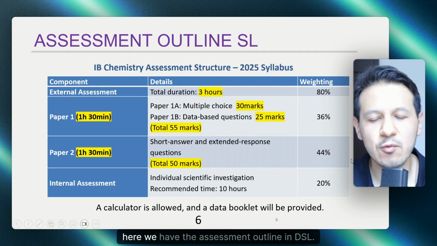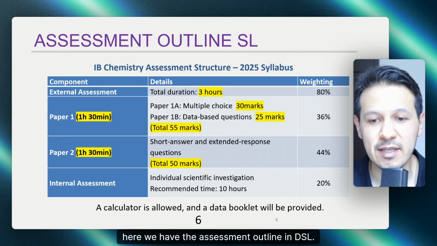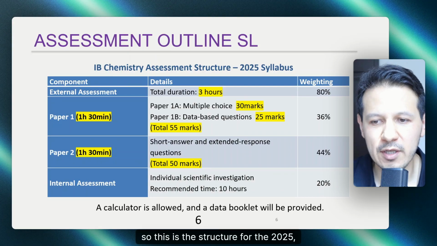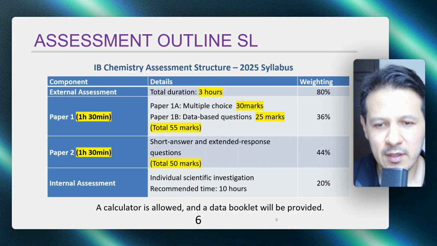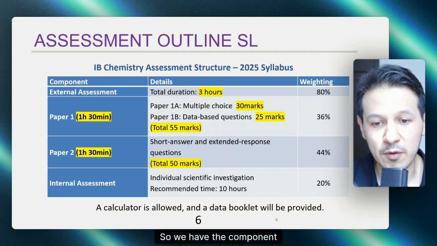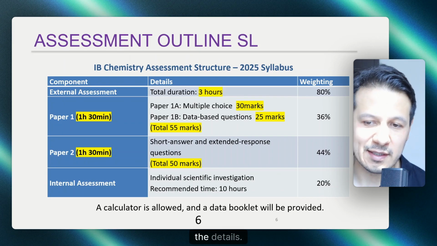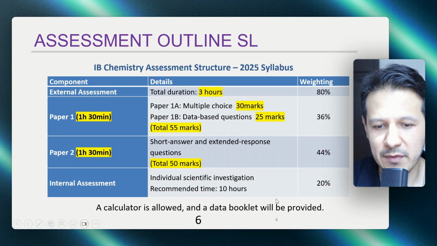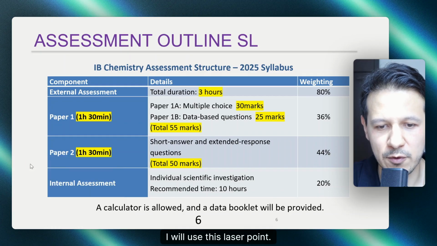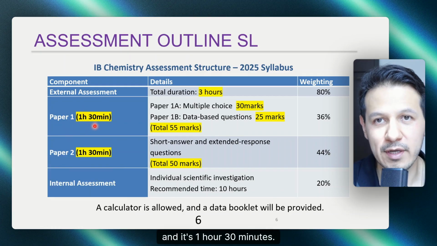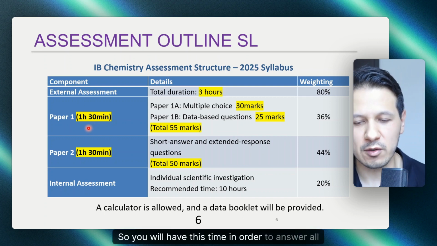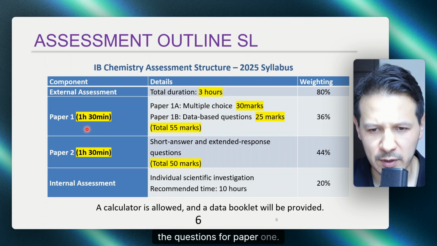Okay, guys, here we have the assessment outline in the SL. Okay, so this is the structure for 2025, 2026, and the coming years. So we have the component and the details. Okay, so first, I will show you this. I will use this laser pointer. So here we have paper one. It's 1 hour 30 minutes. So you will have this time in order to answer all the questions for paper one.